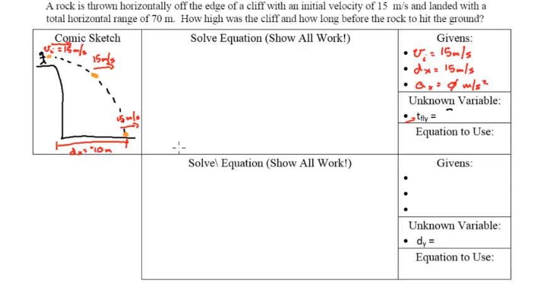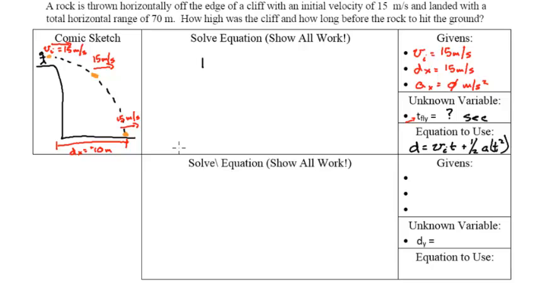The thing that I'm looking for is time, the amount of time it actually flies. That's going to be in seconds. So now I need an equation that deals with velocity initial, distance, acceleration, and time. Distance equals velocity initial times time plus 1/2 acceleration times time squared. Okay, let's replace letters with numbers.